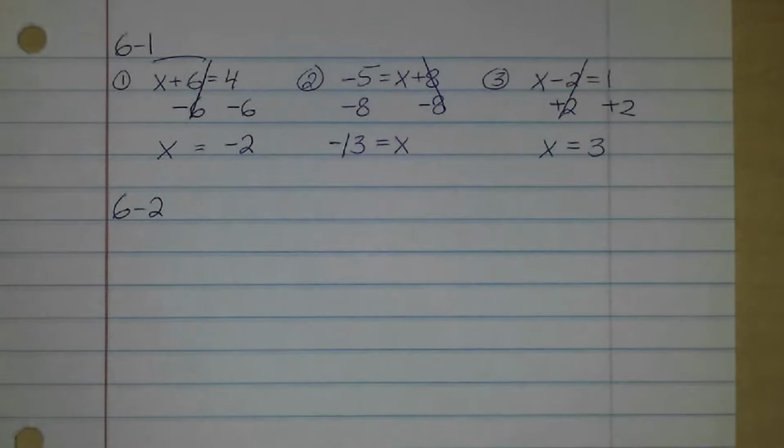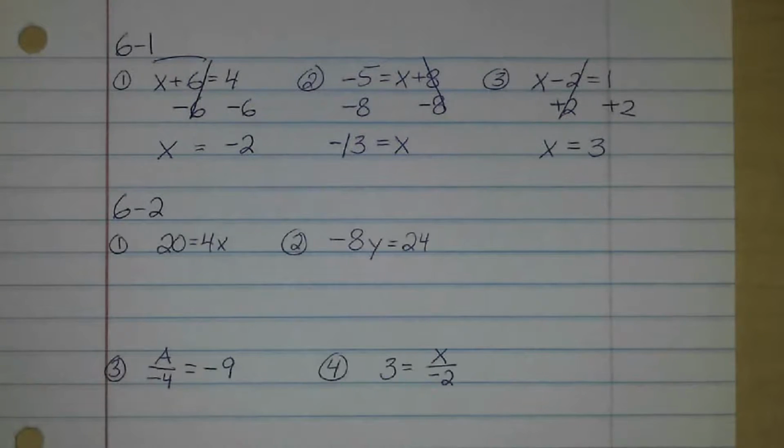Chapter 6, Section 2 dealt with one-step equations with multiplication and division. Let's take a look. Okay, so when you're ready, go ahead and press play. Alright, so question 1, we have 20 equals 4 multiplied by x.